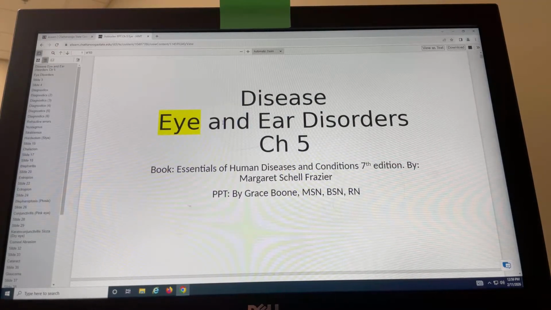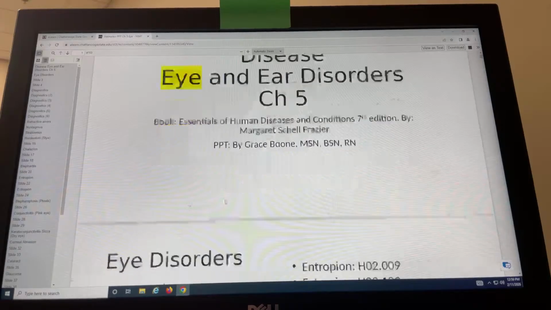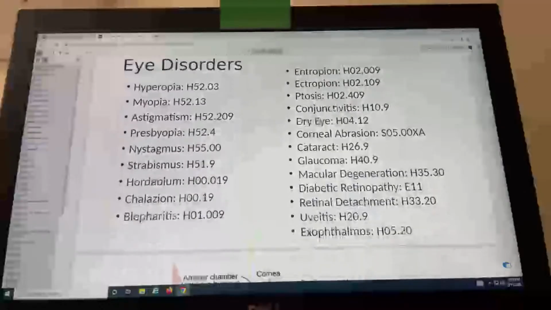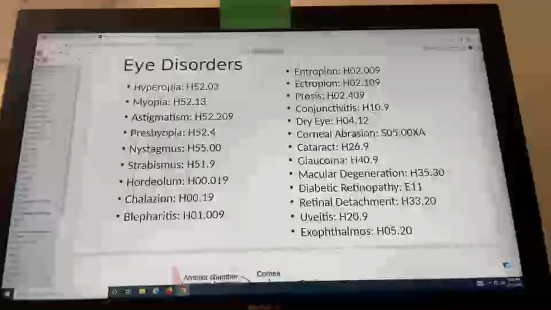So I made two different PowerPoints, one for the eye and one for the ear, even though it's in the same chapter, just to make it a little more bite size, so you can focus on just the eye, and then focus on just the ear. All right, so there are different eye topics, but don't get overwhelmed. Most of it is pretty easy, not very complicated.